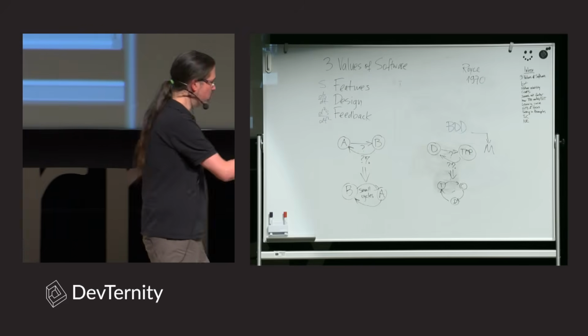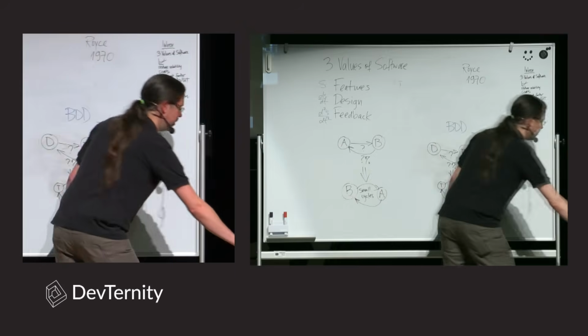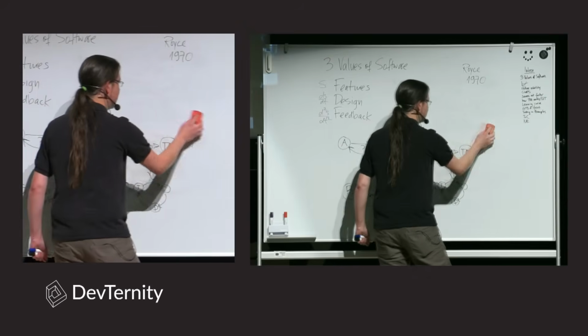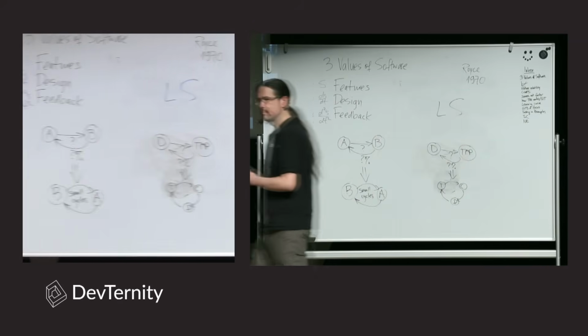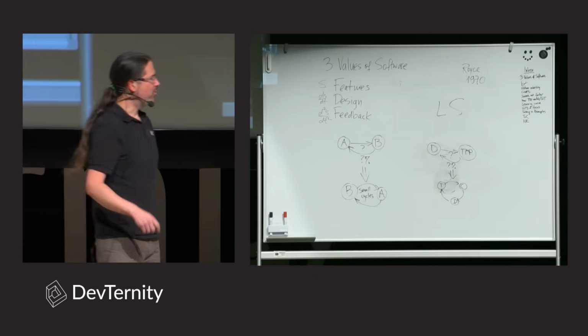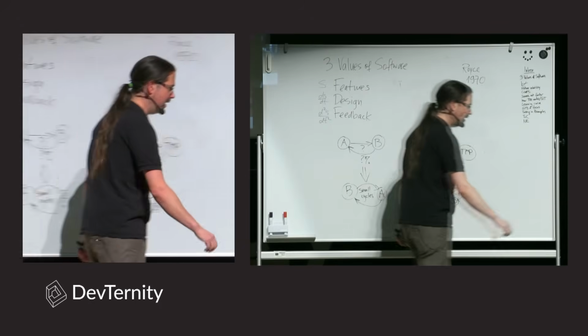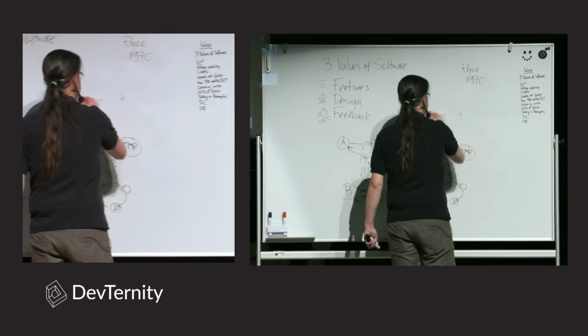Now, so we can replace behavior-driven development followed by maintenance with small cycles, and we call that lean startup. I got that wrong. Wicked. Let's try that again. We're going to edit this part out.